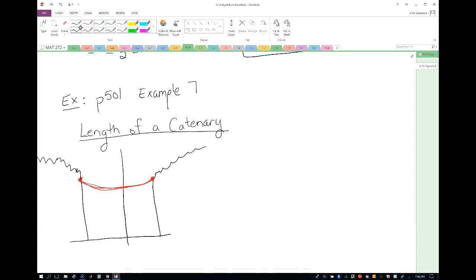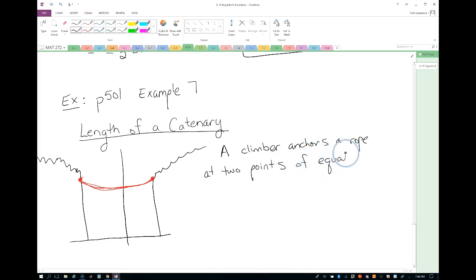And we are asked, bear with me just a second, I'm going to copy this over. A climber anchors a rope at 2 points of equal height, separated by a distance of 100 feet.